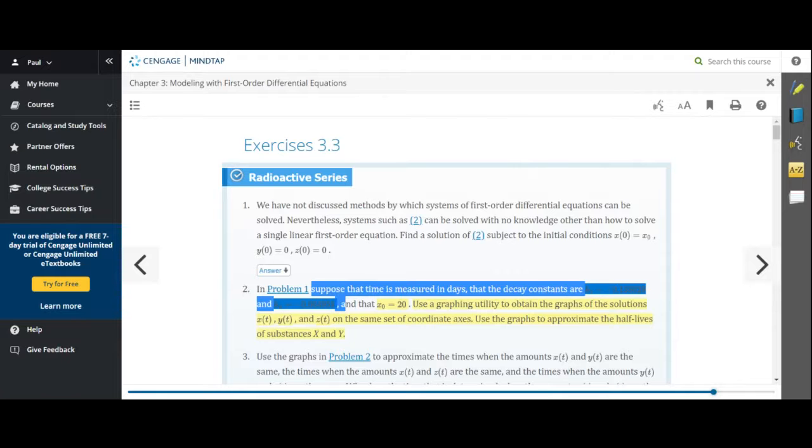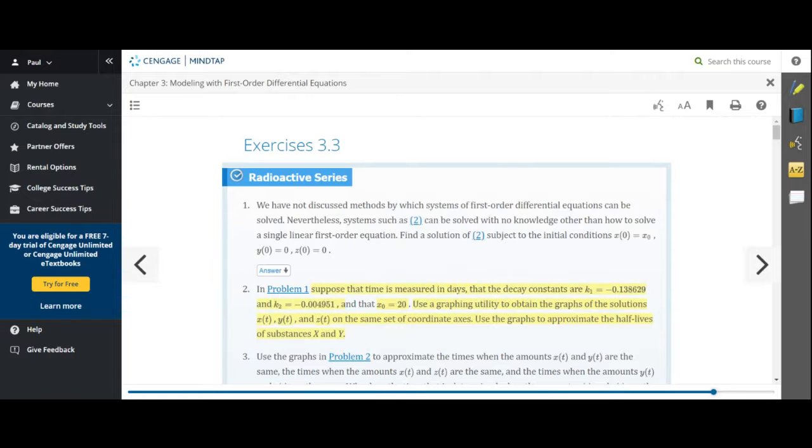So here's the whole problem. Use a graphing utility to obtain the graphs for X, Y, and Z, and use the graphs to approximate half-lives of substances X and Y. Now, incidentally, what is the half-life of a substance? What does half-life mean? It's the time to decay to half the original value. That's right. It's the time it takes. If you start off with a certain amount, how long does it take for that amount to decay to half that amount? That's right, Michael.